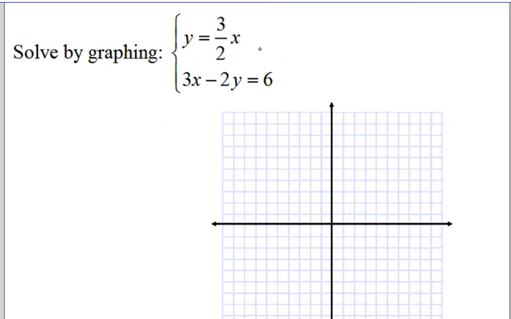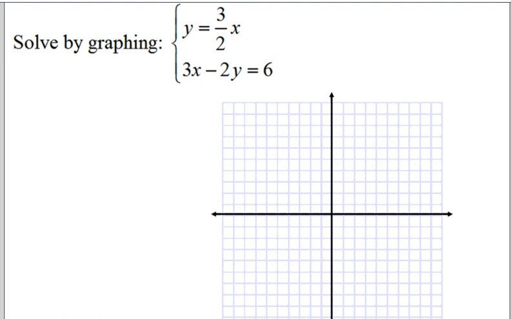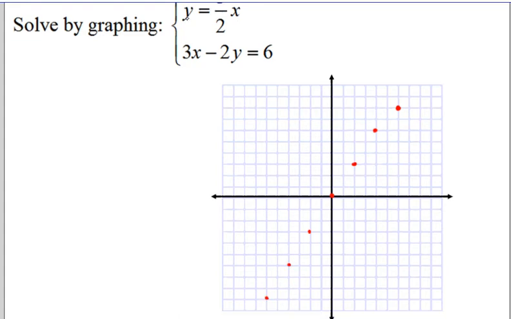All right, this one here, we've already got our first equation in slope-intercept form. The y-intercept is 0. The slope is 3/2. So I'll go up 1, 2, 3, and over 2. I could go down 3 to the left 2. Okay, I'll draw a line through those points.